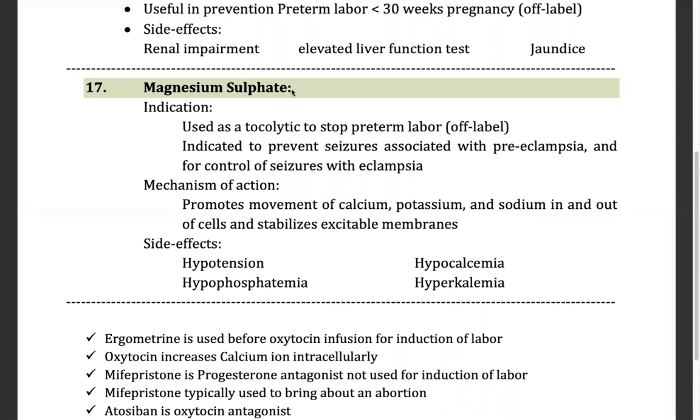Magnesium sulfate, remember, is also used for the management of torsades de pointes arrhythmia, QT prolongation. Yes. So, what is the role of magnesium sulfate? It is used to stop the preterm labor because it causes the calcium to go out of the cell. Out of the cell, no calcium, relaxation. And it is also indicated to prevent the seizures associated with eclampsia.